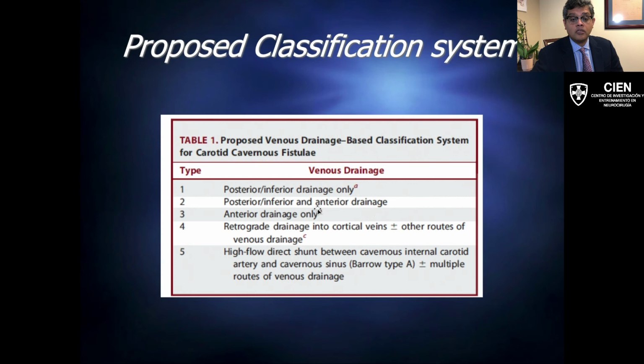Retrograde drainage into cortical veins with other routes of venous drainage. And type 5 was a high flow direct shunt between cavernous internal carotid artery and cavernous sinus, which is a Barrow type A. And those are associated with multiple routes of venous drainage.